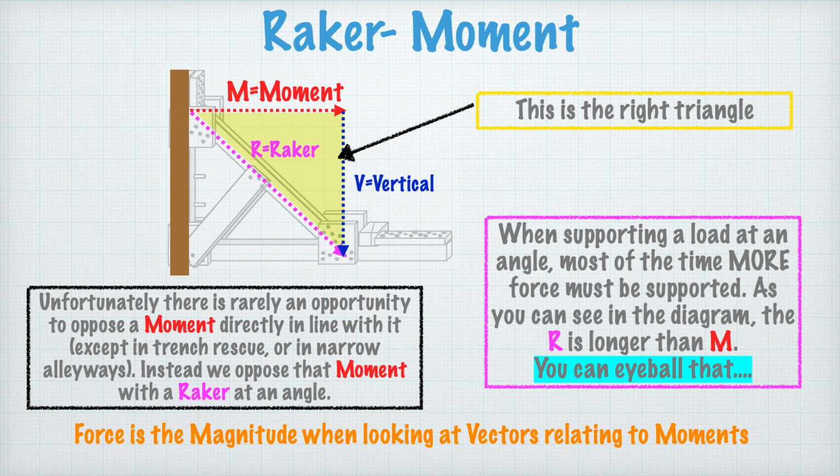And we can look at it right here, and we can guesstimate it's about 70%. So that raker is, or we could look at it from the perspective of if the moment is 100%, the raker's got to support 1.4 times or 140%. So just eyeballing it right now, no math, we can identify that about the raker.